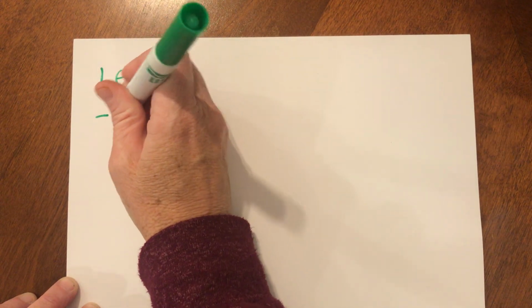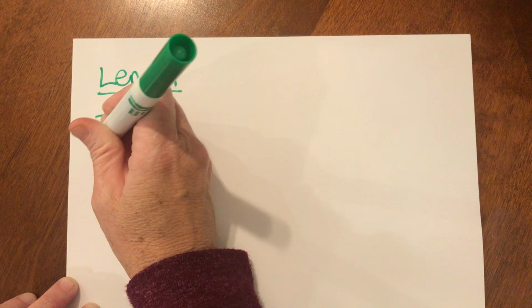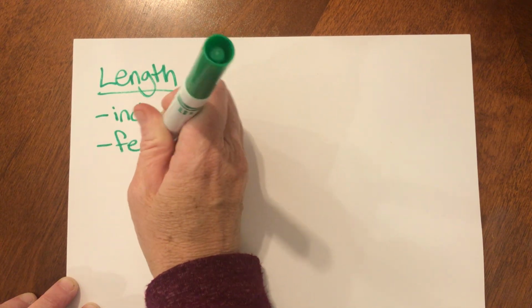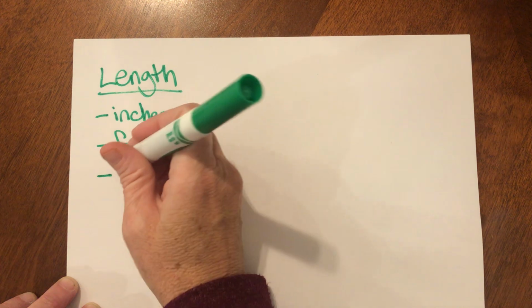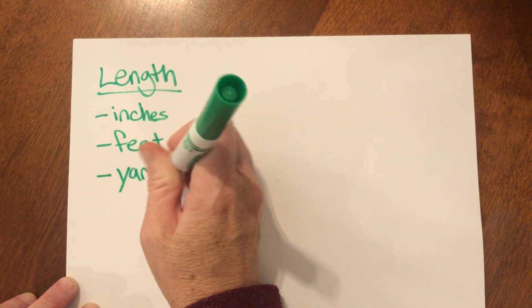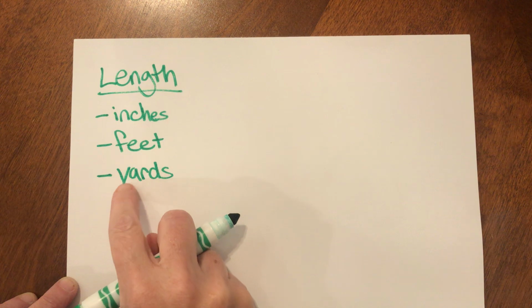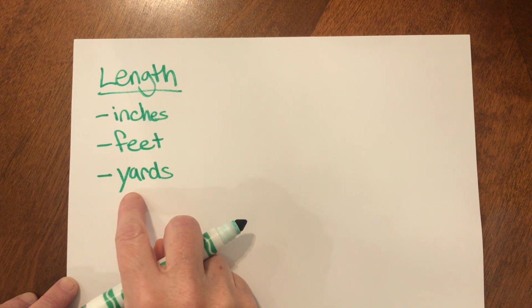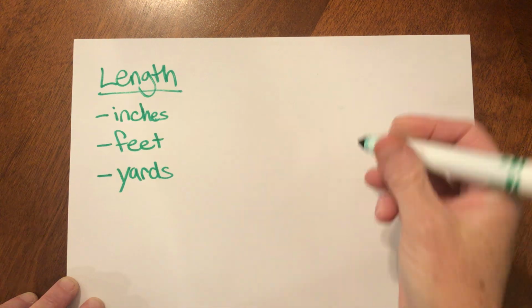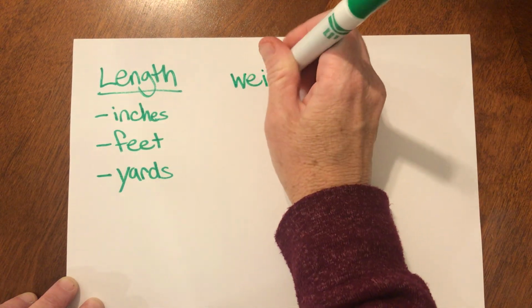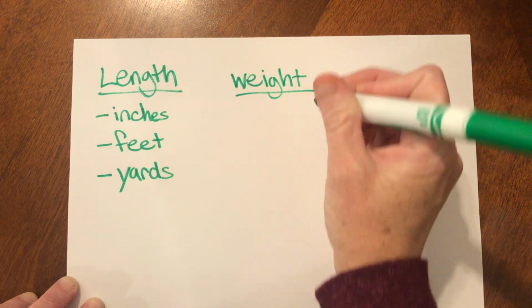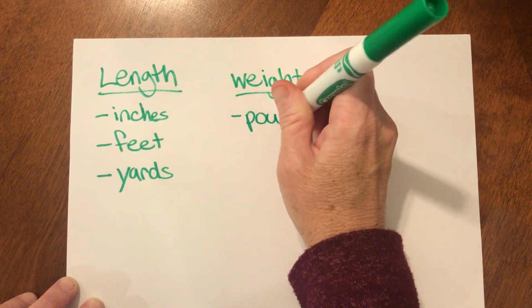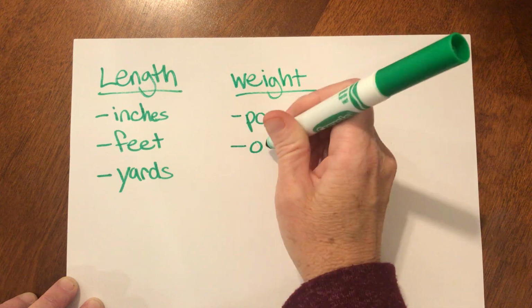in our country, we commonly use inches. We use feet. We use something called yards. That's not as common for you guys, but if you've ever seen those giant rulers, they're usually wood and they're really tall, probably up to your waist. That's called a yardstick. So this is what we use for length. If we were going to measure weight in the United States, we usually use pounds and ounces.